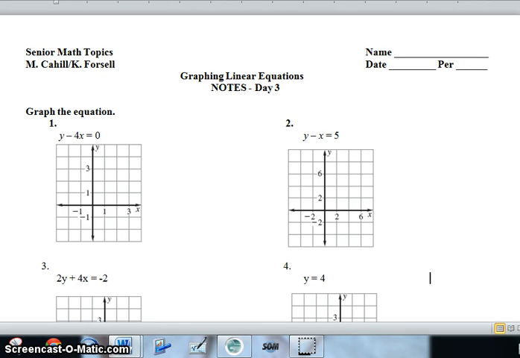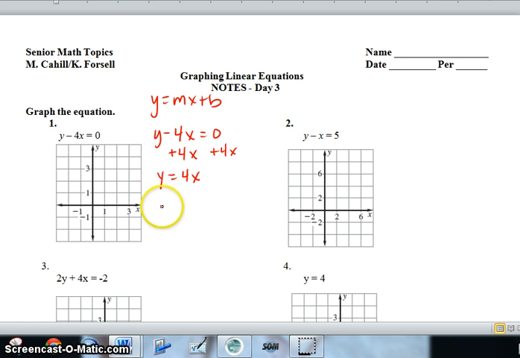In order to graph the equation, you need to get your equation into standard y equals mx plus b form, which is the standard form for a linear equation. So in this case, y minus 4x equals 0 needs to be changed by adding 4x to both sides, and we get y equals 4x.